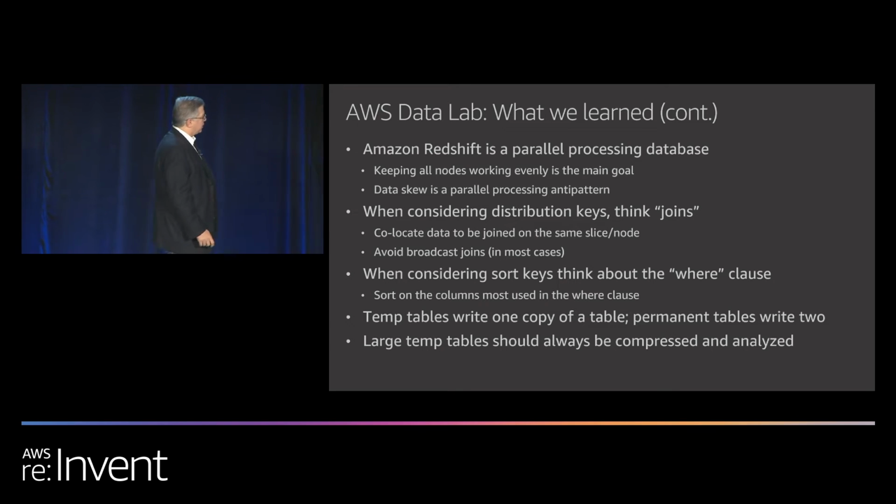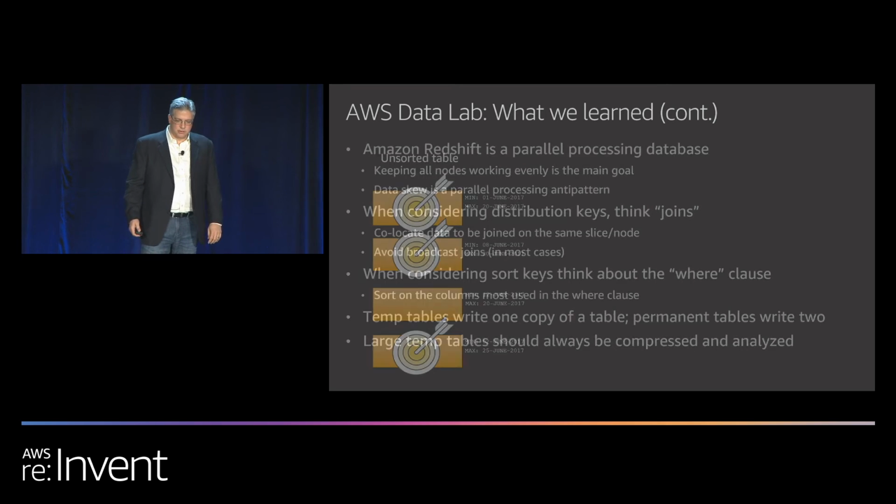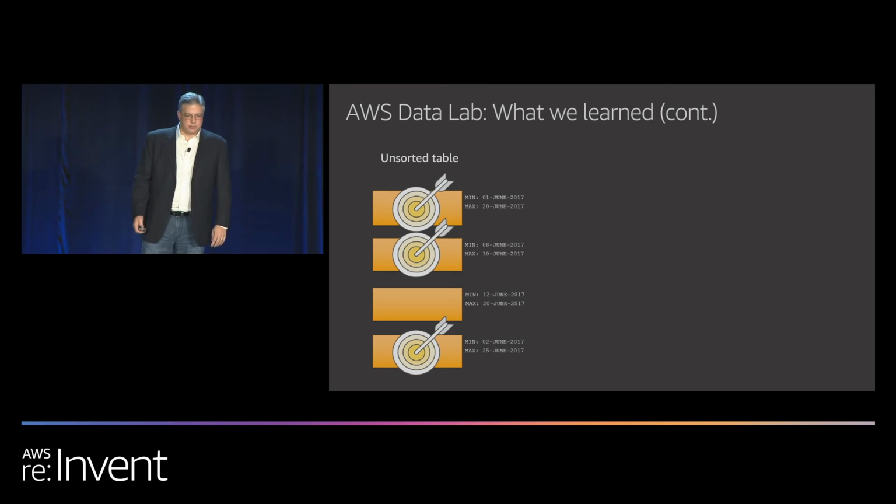I'm going to change this on the fly and just say tables should always be compressed and analyzed. There's no reason to even think about it. Always compress it, always run statistics and analysis against those tables. It makes the Redshift run better.